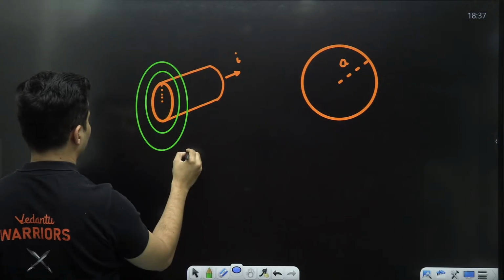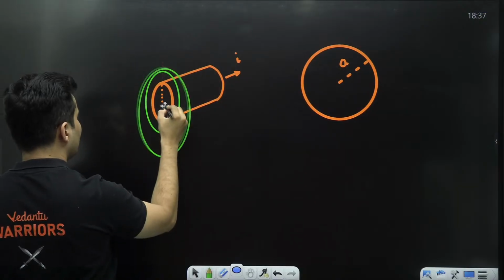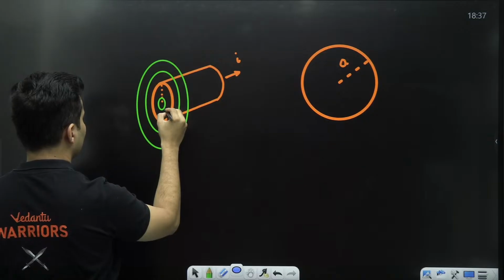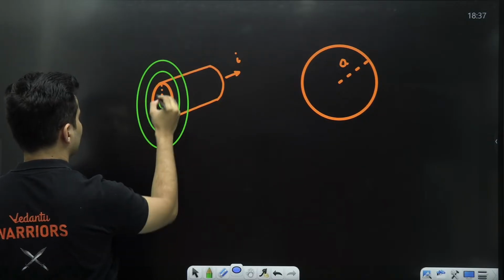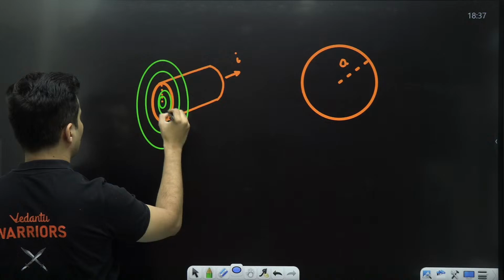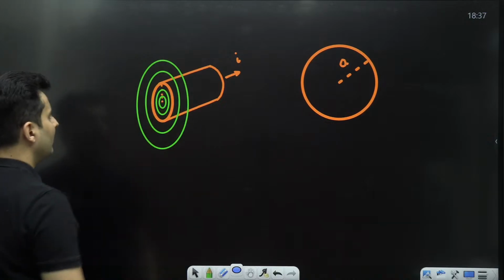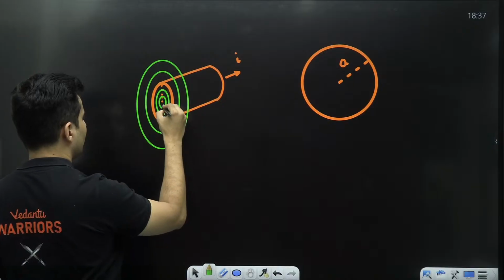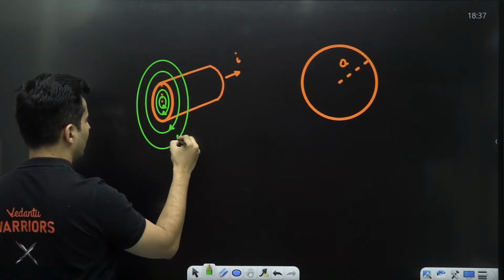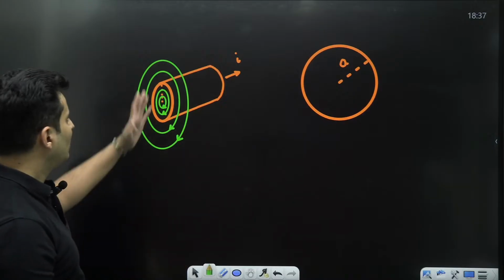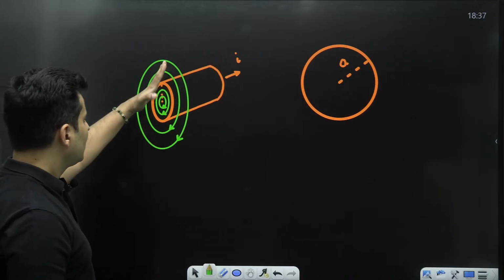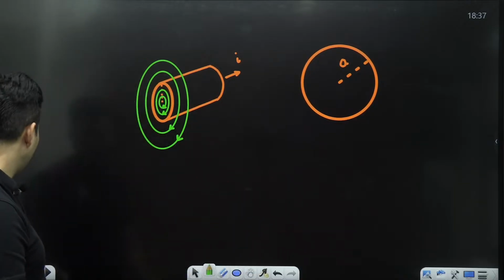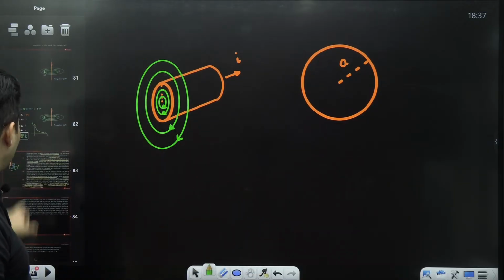Even here. Not just that, even inside of this, there will be magnetic field lines. So there is a magnetic field around the wire, not just outside but inside. The outside part, we have already done, we just figured it out.